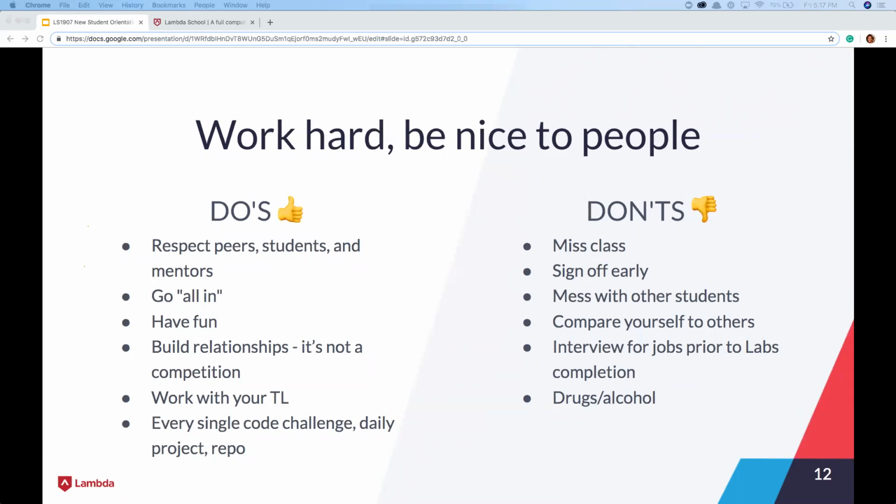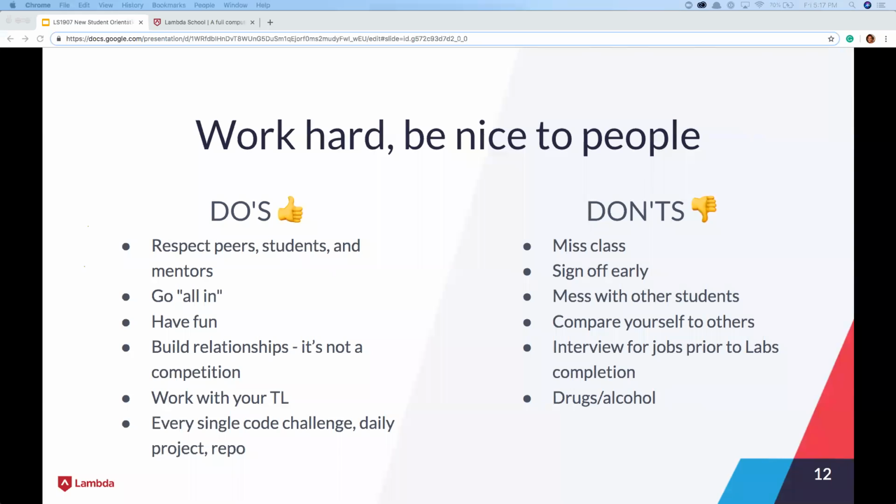Have fun. Coding is fun, it can be hard, but it is very fun. Have a good time. Build relationships with your cohort mates. We're not in a competition. Okay, remember we're all here pretty much for the same common goal. Work with your team lead. They are your liaison between this coding stuff, your section lead, your instructor, student success, and you. So keep a good relationship with them, speak to them often, okay?